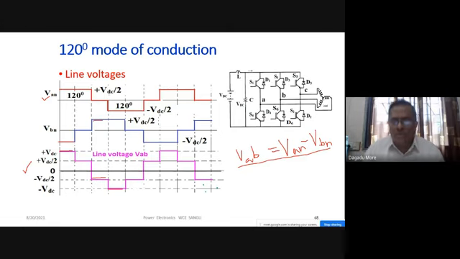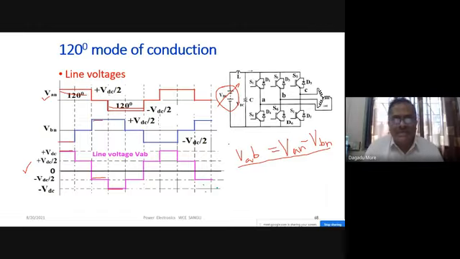Here also, how do we control the output voltage in case of 120 degrees mode of conduction? If I want to control the output voltage, the only option available is to control the DC magnitude. Is it right? So how do we control output voltage in 120 degrees mode? Anybody? Changing VDC. Changing VDC is the only option because the switching times of the devices are fixed.